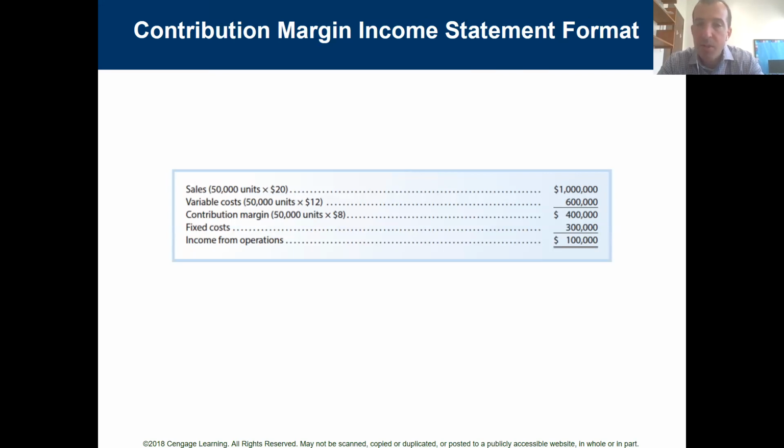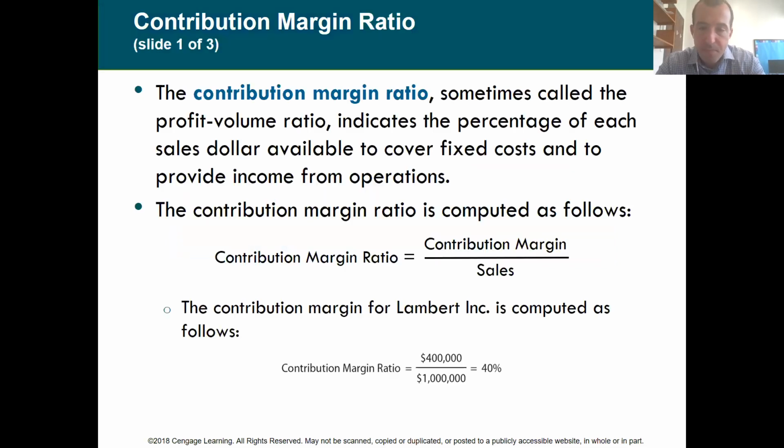The other way that you can look at that is on a per unit basis. In relation to contribution margin, the selling price per unit is $20. That's the selling price. The variable cost per unit is $12 per unit. Which would give you a contribution margin of $8 per unit. And what that means is for every sale, you receive $8 to apply to your fixed cost.